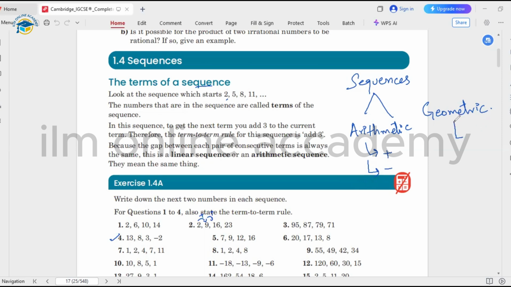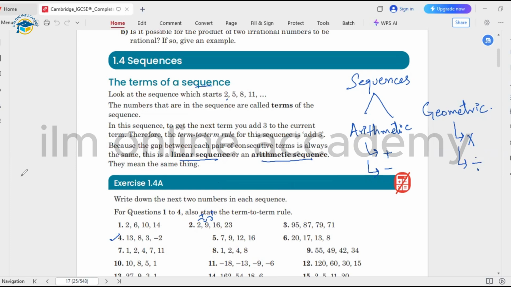If we talk about the geometric sequence, the terms you get either by multiplying by a number or by dividing by a number. That is a geometric sequence. But if your terms have a similar difference, that can also be called a linear sequence. If all the terms have a similar or common difference, then that can be a linear sequence as well as an arithmetic sequence.